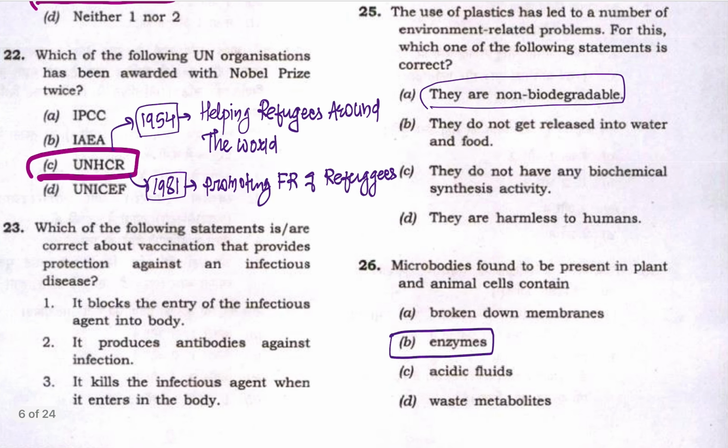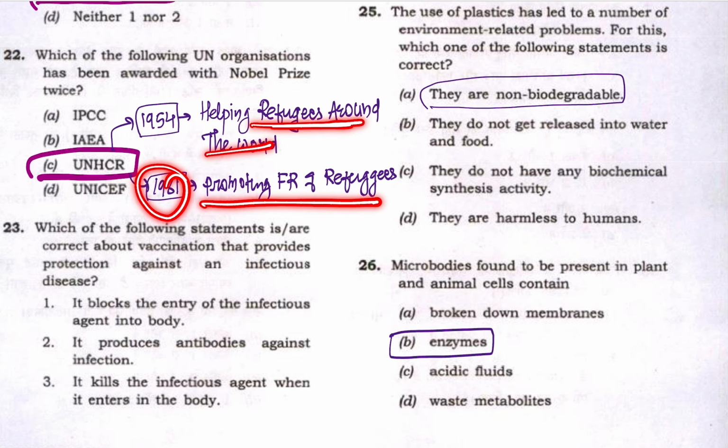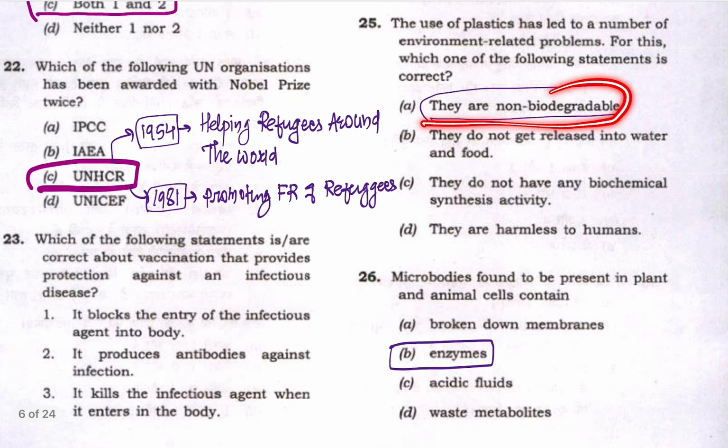United Nations High Commission for Refugees. So this commission got 2 Nobel Prizes: in 1954 for helping refugees around the world, and in 1981 for promoting the fundamental rights of the refugees. Plastic is non-biodegradable.